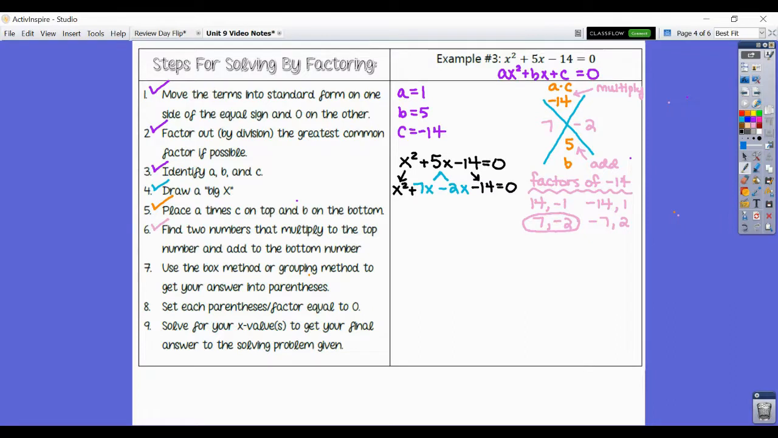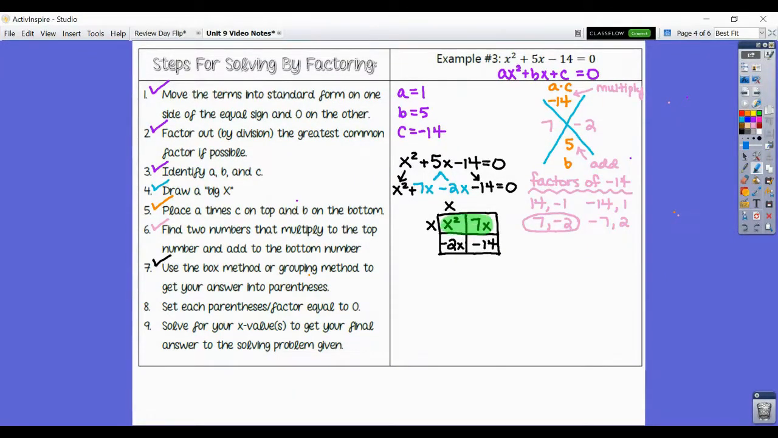Still equals 0, so that way I know to solve when I'm done factoring, but we need to do the last step of factoring, which is number 7. Use the box method or grouping method to get your answer into parentheses. So I'm going to use the box method here and place all 4 terms into my box. x squared, then 7x, then a negative 2x, and then negative 14. x times x is going to get my first term when I divide out my row here.